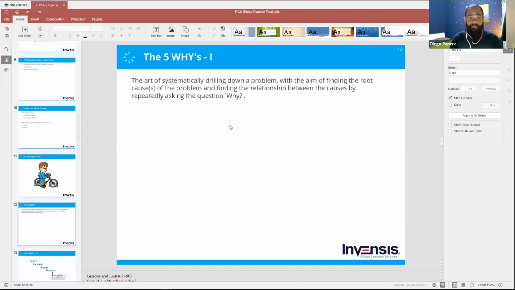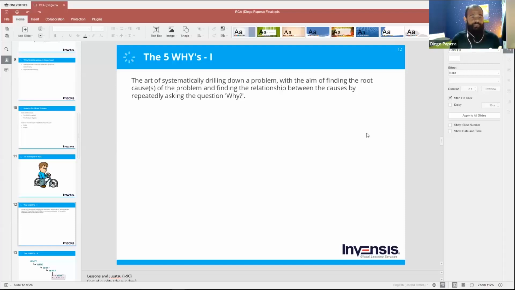So through the 5 whys, we systematically drill down on a problem. I'll be admitting new participants as we go, so I need a bit of patience from your end. Okay, so through the 5 whys, we systematically drill down a problem with the aim of finding the root cause or the root causes of the problem.